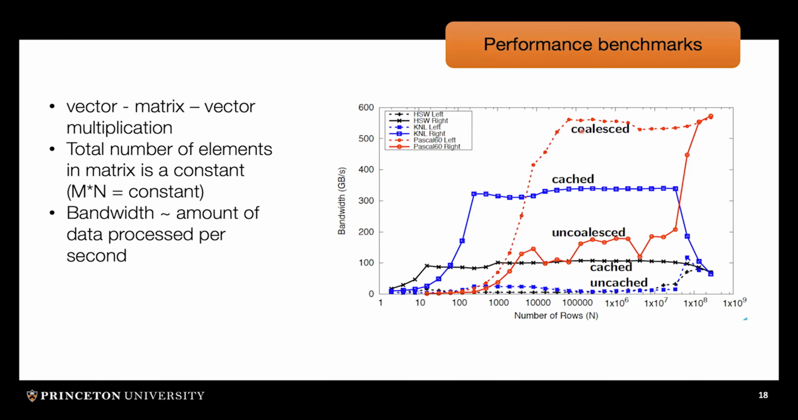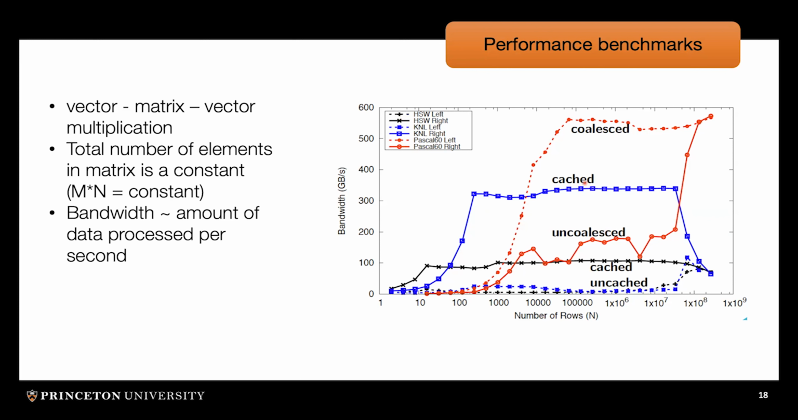The dotted lines show coalesced or uncached accesses, and the solid lines show cached or uncoalesced accesses. I have 3 different hardwares over here. The black is for Haswell architecture, which is a CPU. The blue is Knight's Landing, which is again a CPU. And the red is Pascal 60, which is the GPU.